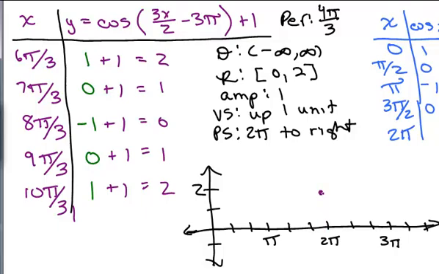So we're going up, starting here. Then we're doing 7 pi over 3, 1. So this is 6 pi over 3, here's 7 pi over 3. It's right here. Then we add 8 pi over 3 down to 0. 9 pi over 3 up to 1. And 10 pi over 3 back up at 2. And remember, this is not like a V. Some people like to draw some V shape. Make sure you curve it.